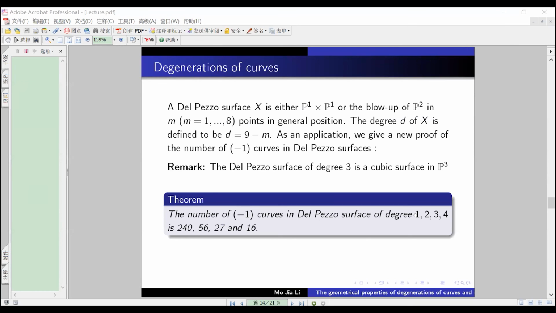In general, if we know the degree, it is equal to the number of -1 curves of the del Pezzo surface of degree 5, 6, 7, 8. This result can be proved in the same way as in our talk. We can also get this result by direct computation. For example, the number of -1 curves of the del Pezzo surface of degree 8 is 1.